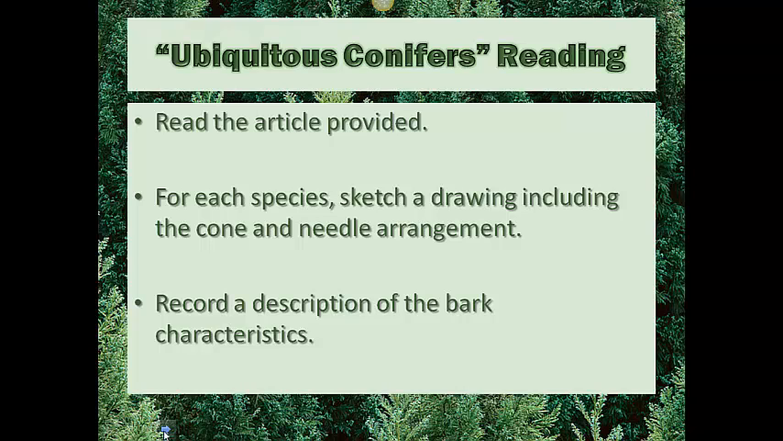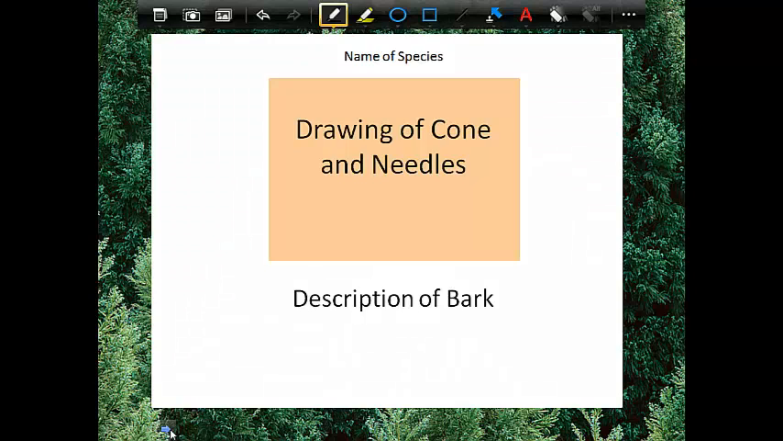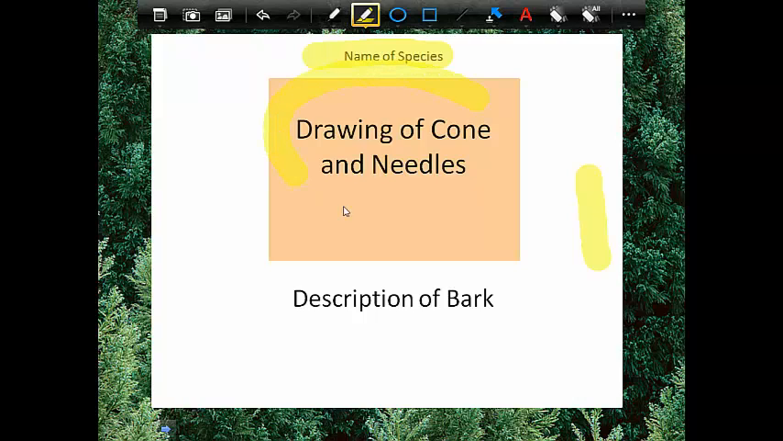The other thing that can be used to help identify conifers is the bark. If they have a description of the bark in the reading, I want you to put that with your drawing as well. So when you're all said and done, your diagram for each of these conifer species in the article is going to look something like this. At the top, I want you to put the name of the species. Again, your drawing of the cone and needles, and then the description of the bark.